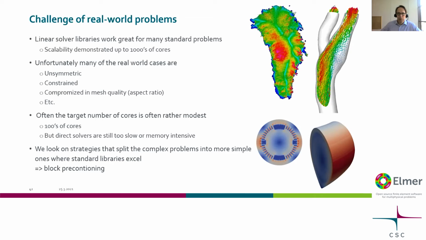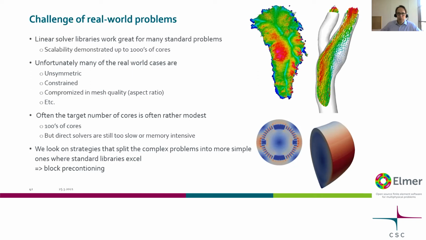Unfortunately, there are some complexities in the world. You can have unsymmetric problems. You can have constraints in your problems. You can have compromised mesh quality. You could have a circuit equation added to the problem, etc. So it's not always so simple, the equation that you want to solve. It may be something very different from the prototype problem of the ideal Poisson equation in a unit cube.